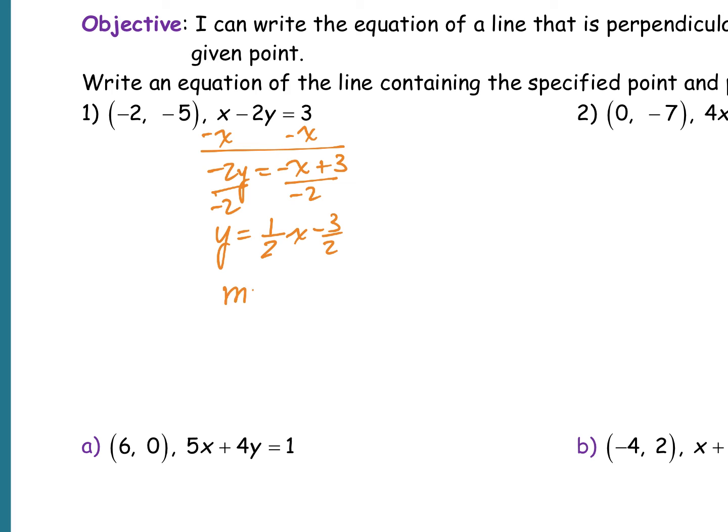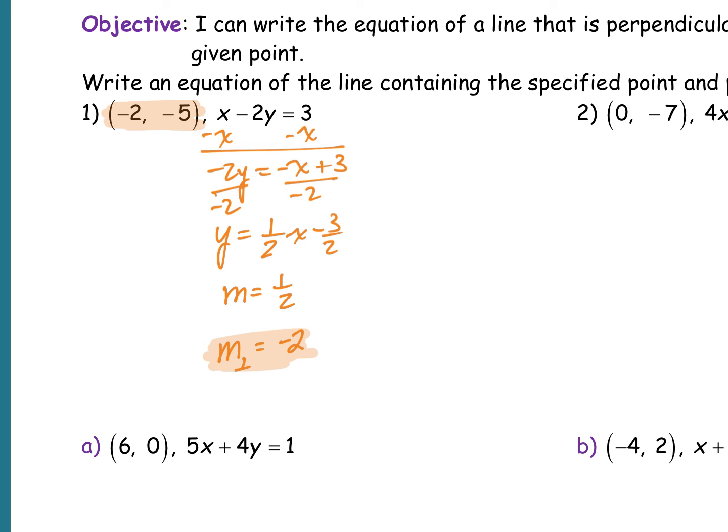So what's the slope of my line? 1/2. What's the slope of my line that's perpendicular to this line? -2. Who does not know how I got that? Remember, it's negative reciprocal, so if it's 1/2, it would become 2/1. 2 divided by 1 is 2. Okay, so now I'm going to use this slope, the slope of my perpendicular line, and my point, and write the equation of the line.